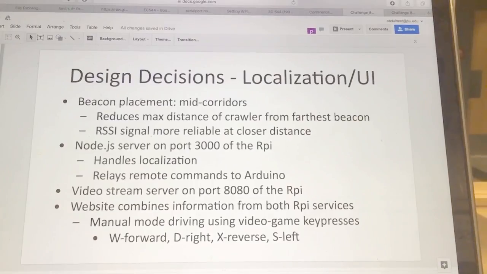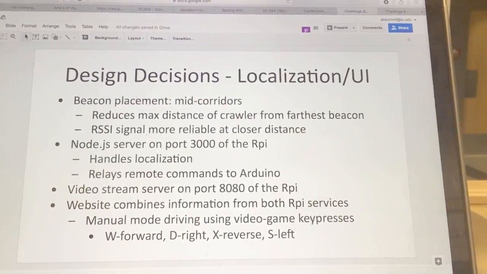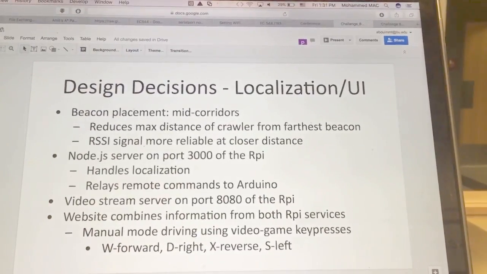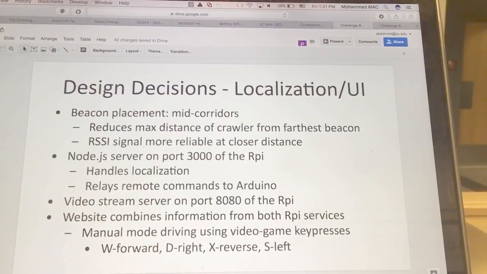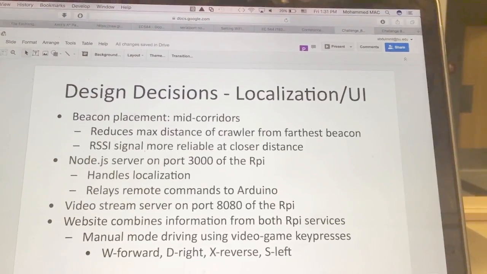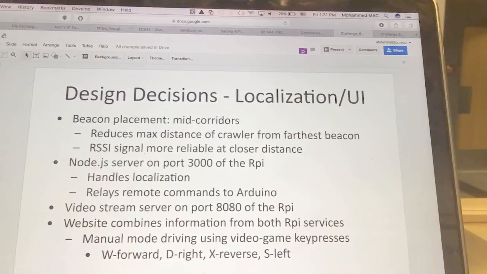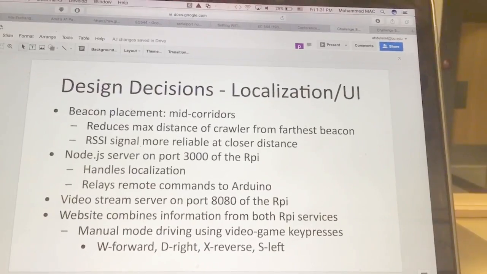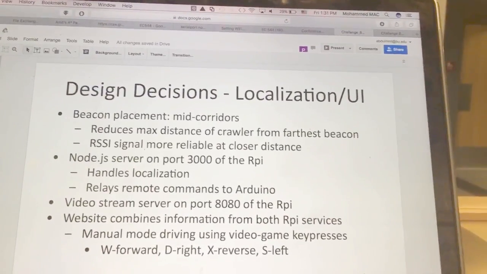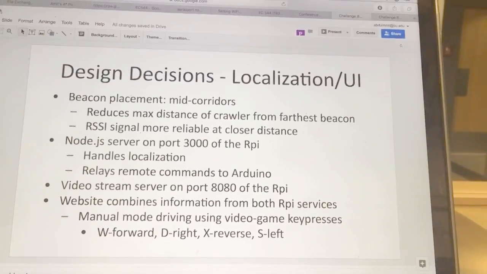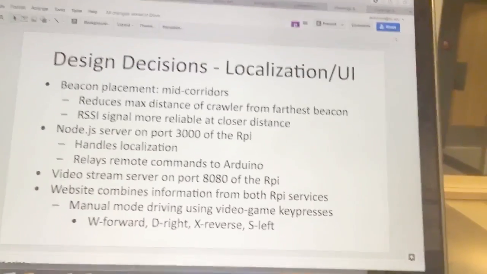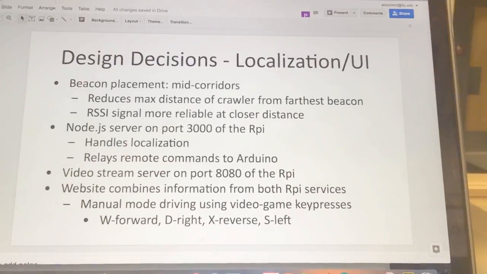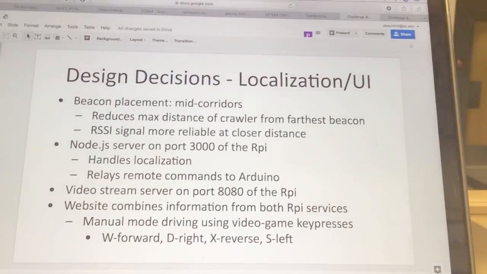Also, we used Node.js for the localization based on the previous challenge, and we used it for the video streaming as well. All of that goes to the Pi, and from the Pi we were able to publish the web page that contains all of these services. For the manual control, we decided to use gaming-based key presses, which are W for forward, and A, D and S for different functions.